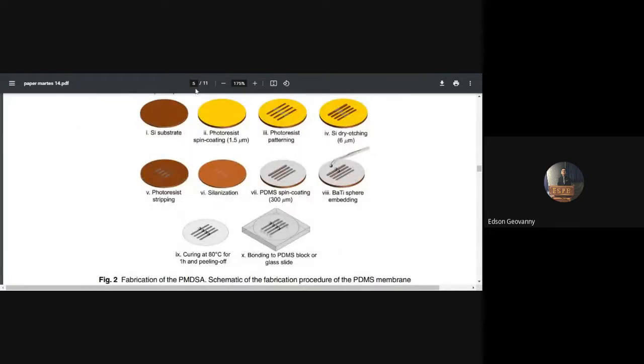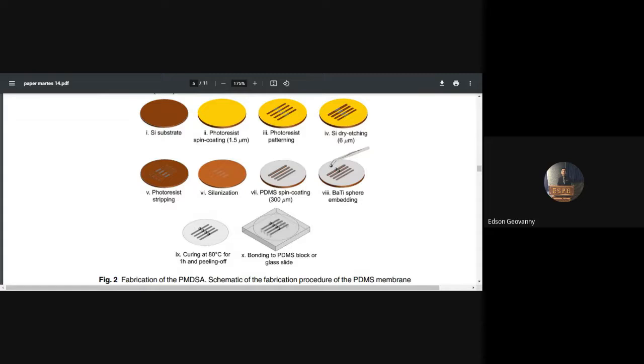In this part, to simplify the manufacturing of the PDMS, microstructure membranes were created with custom designs and integrated spheres to increase resolution and sensitivity. A fine pattern was designed.